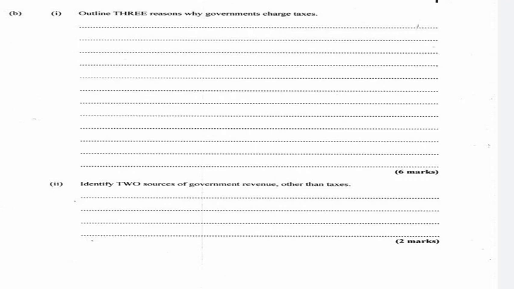Sources of government revenue, other than taxes, are: revenue gained from various services offered by the government, such as the police and defense services, e.g. the police issue tickets, fines, penalties and fees.